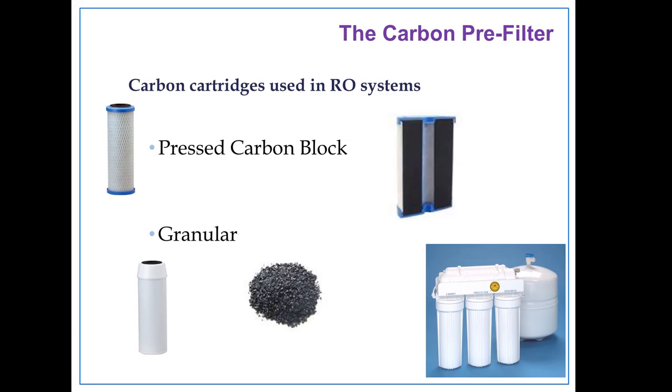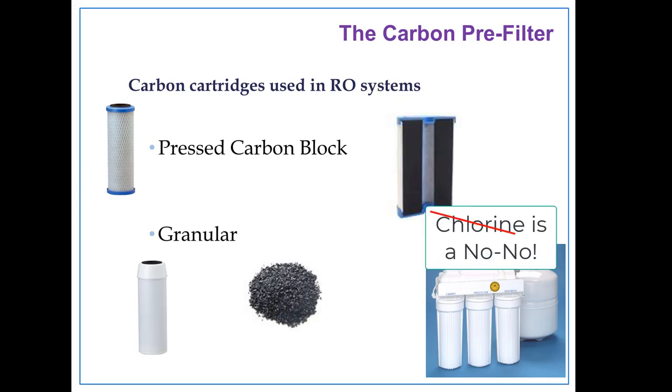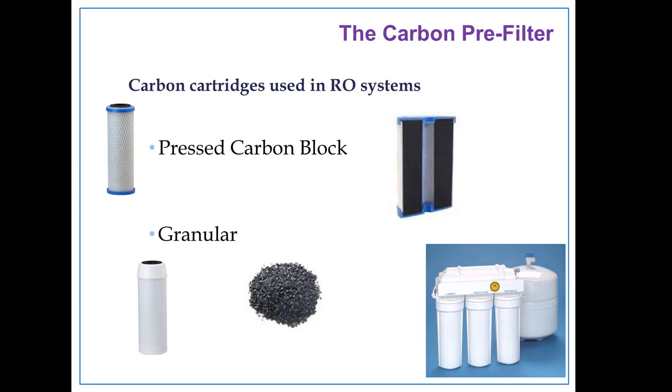The purpose of this particular cartridge is for us to remove the contaminant, whether it be chlorine, whether it be organic compounds and so forth. The membrane that we're using inside the system design cannot be exposed to chlorine very long, so we need to make sure that we get that contaminant removed out of that water supply prior to it reaching that membrane.